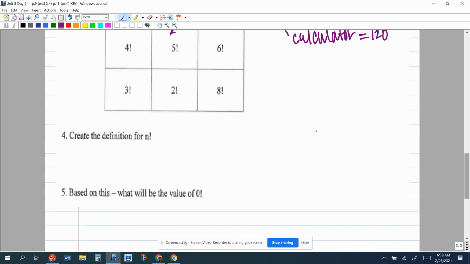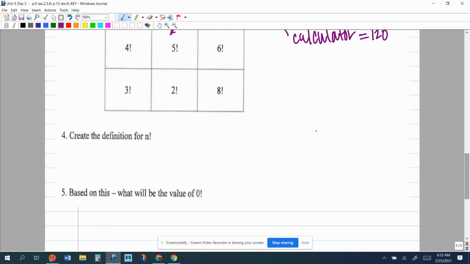I wanted to talk about number 4. This is a pre-calculus idea. We want a definition for n. And so we're talking about how do we figure out how to describe this in any numerical scenario. So let's think about this.